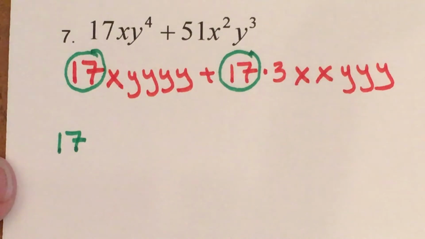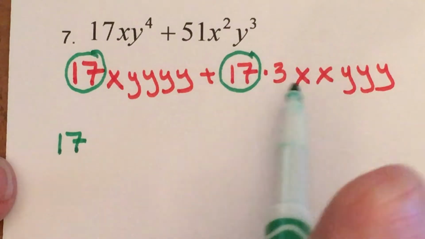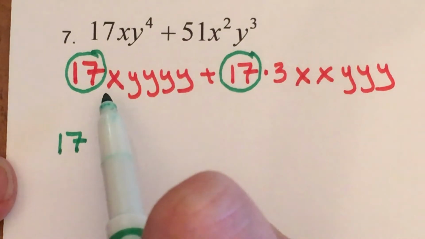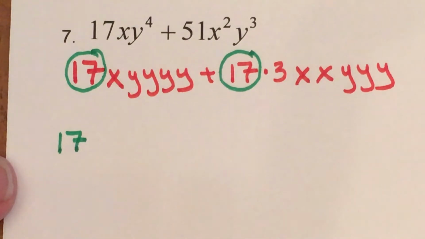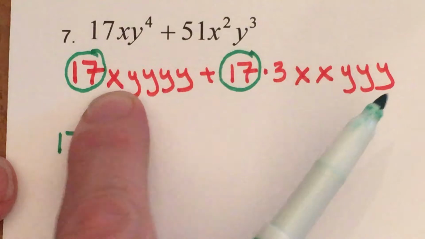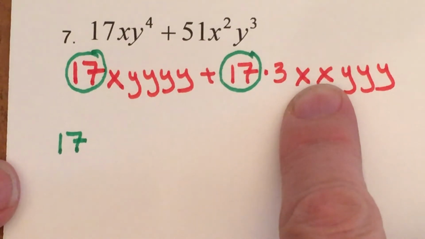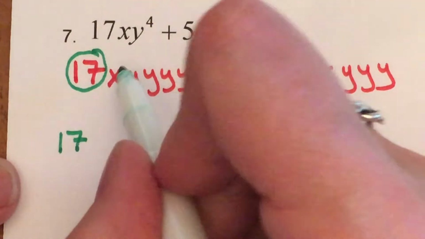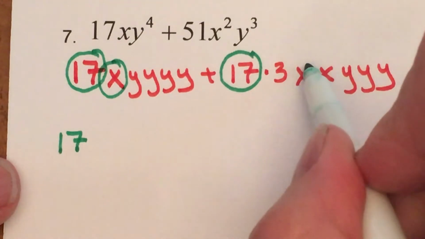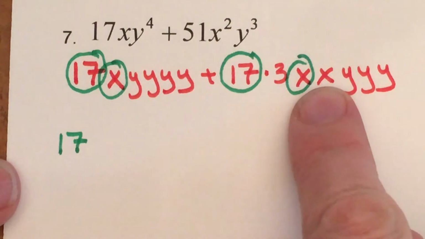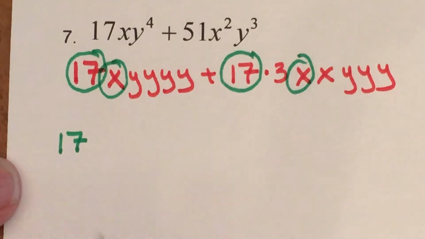Variables that are the same. Do they both have x's? They sure do. Do they both have the same number of x's? This has 1 x. That has 2 x's. So I only take exactly what they have in common, which is just 1 x. So that one stays. All right.